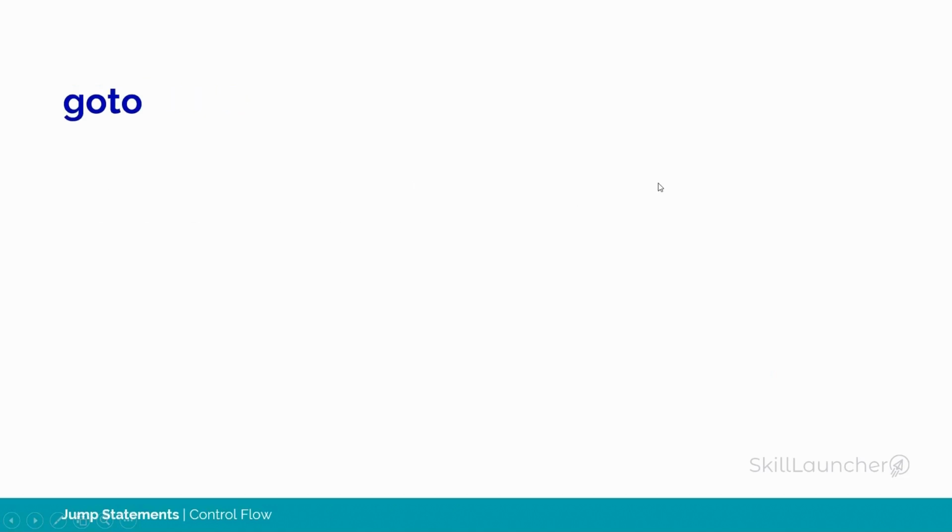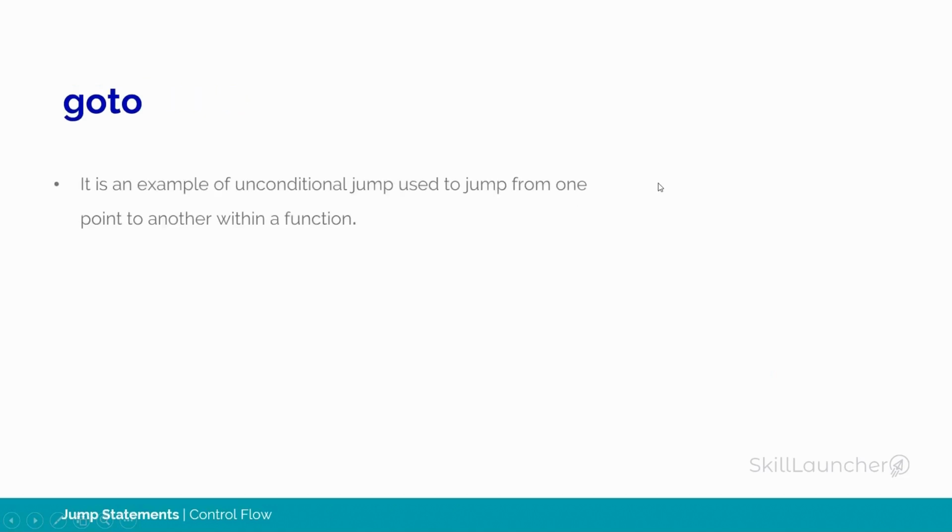Then comes the go to jump statement. This jump statement is an example of unconditional jump used to transfer the flow of control to any part of the program desired. It helps the control to jump from one point to another within a function. The programmer needs to specify a label or identifier with the go to statement in the following manner.